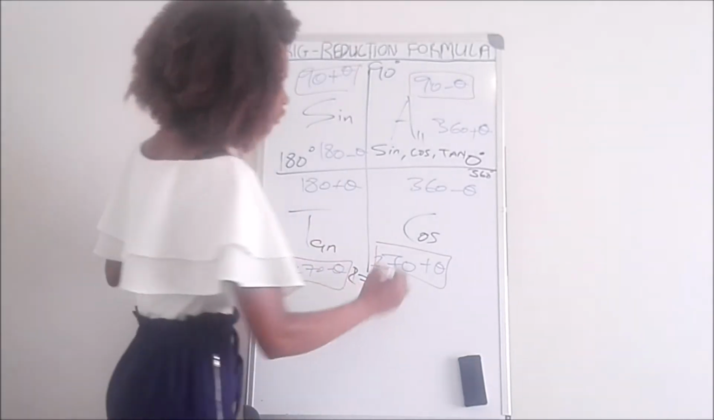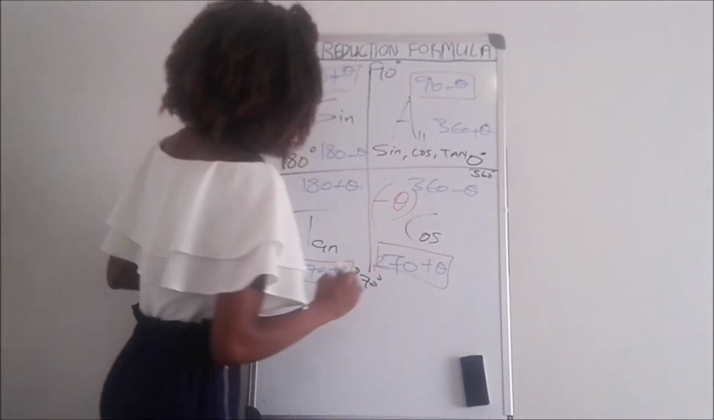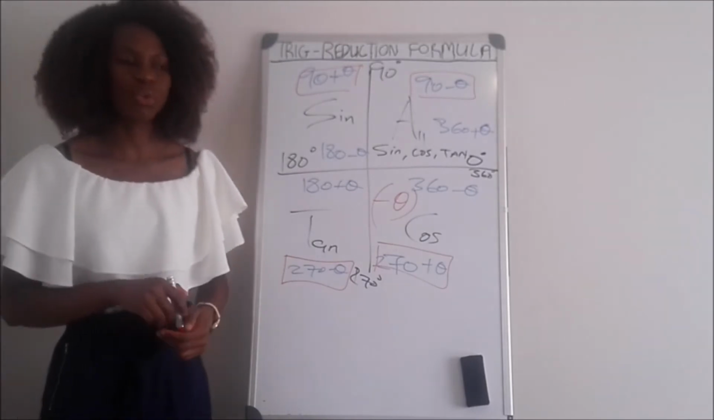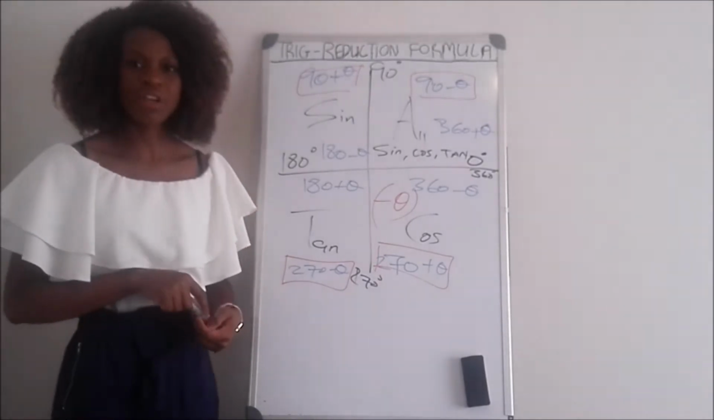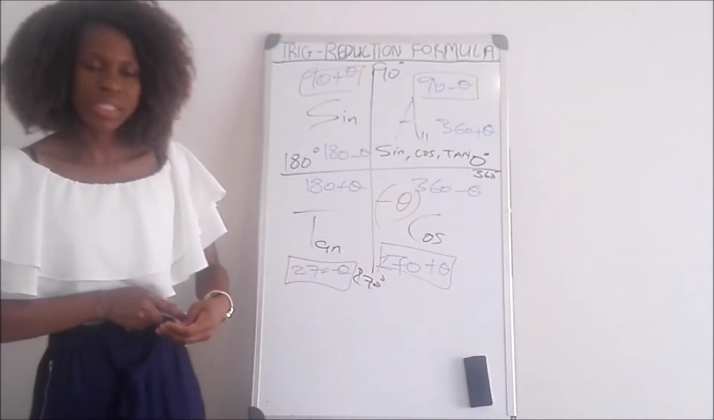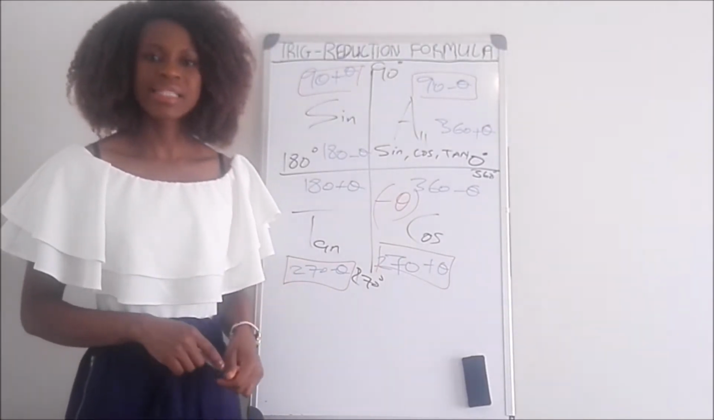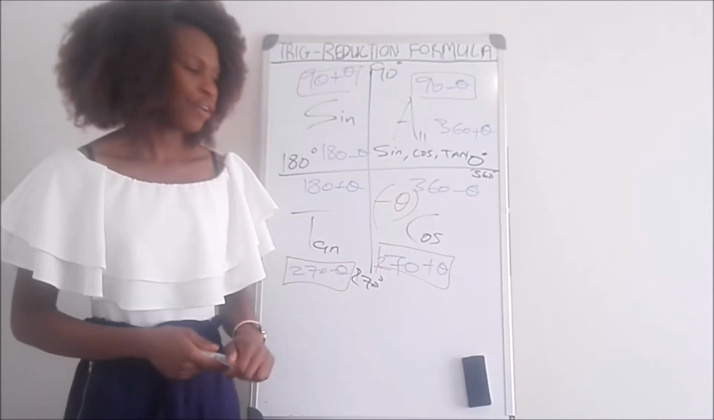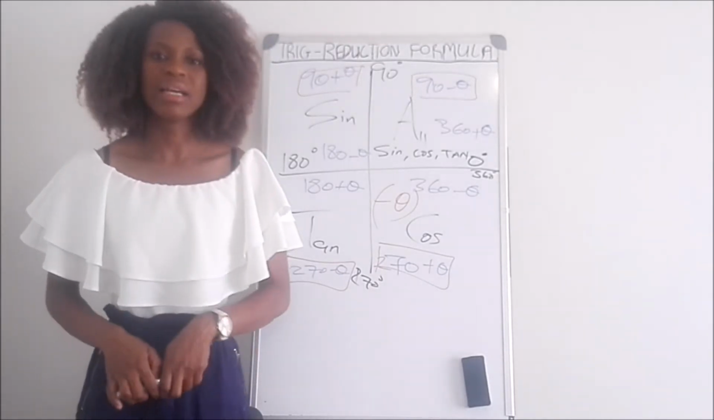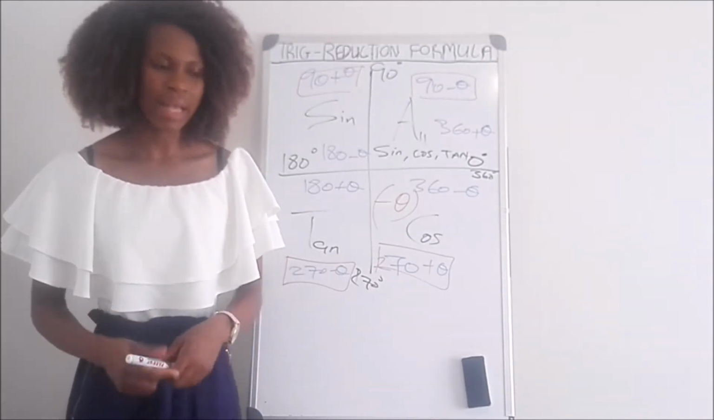And another thing, in the fourth quadrant, we also have a negative theta, which is positive cos in the fourth quadrant. That means that if we have cos of a negative angle, the answer will be positive cos theta. But if we have sine of a negative angle, the answer would be negative sine theta. And if we have tan of a negative angle, the answer would be negative tan theta.